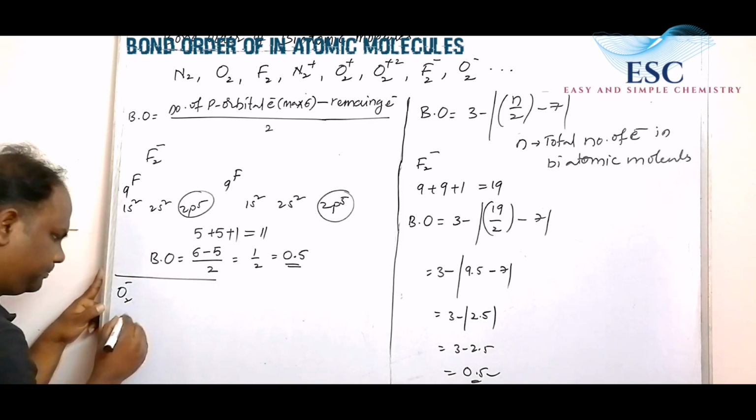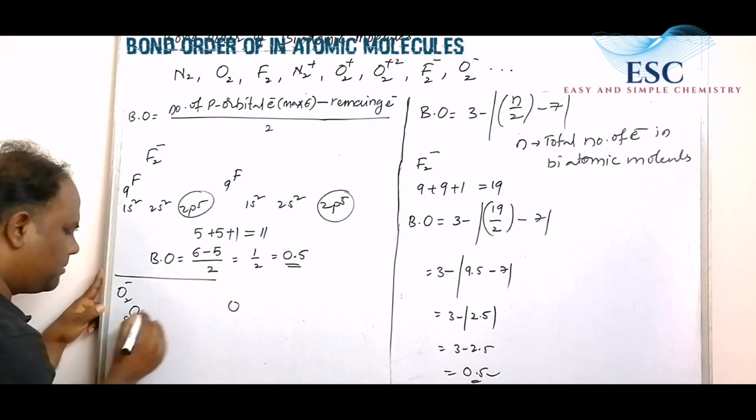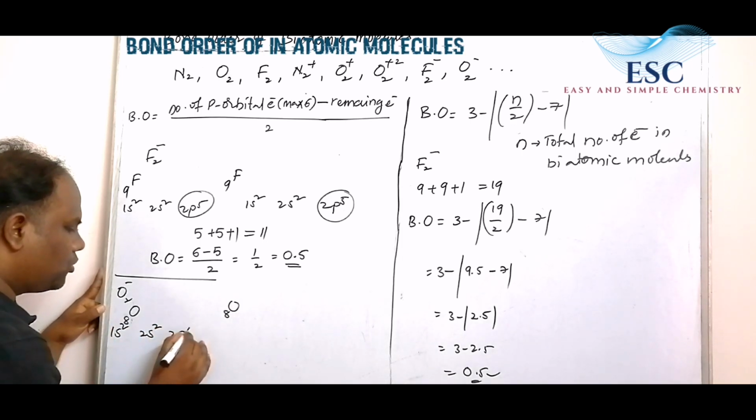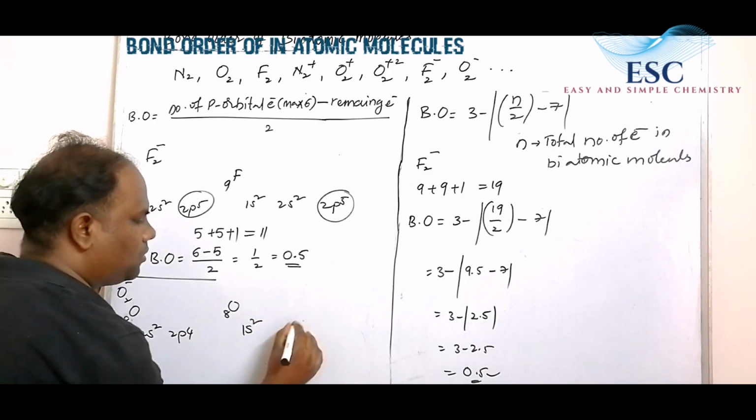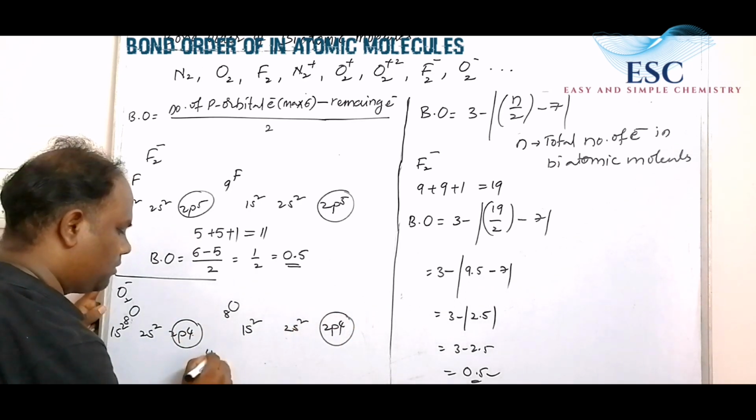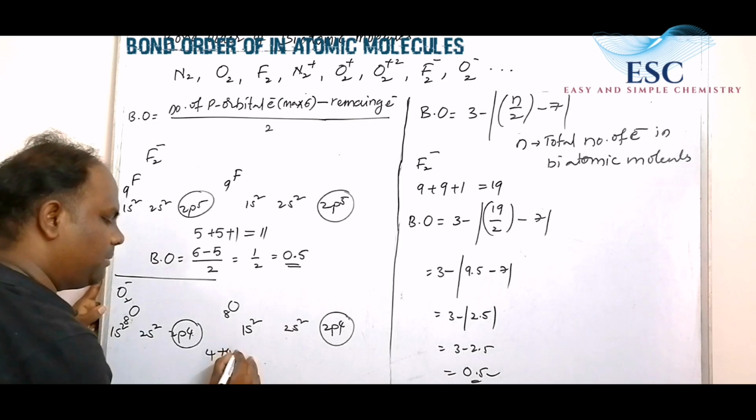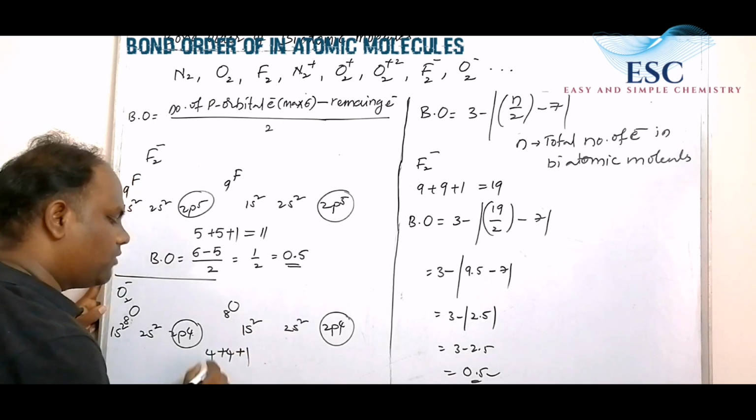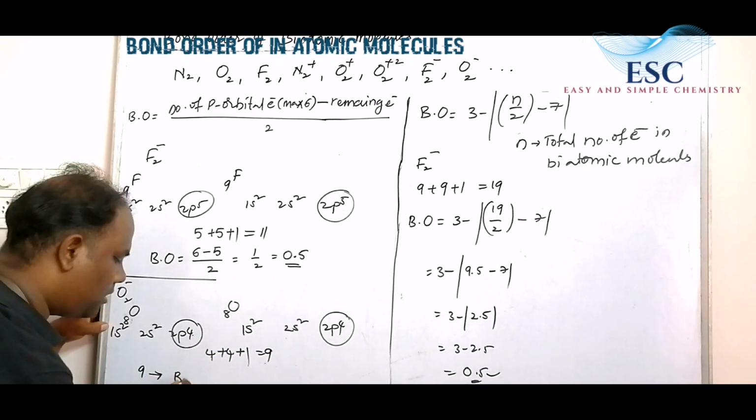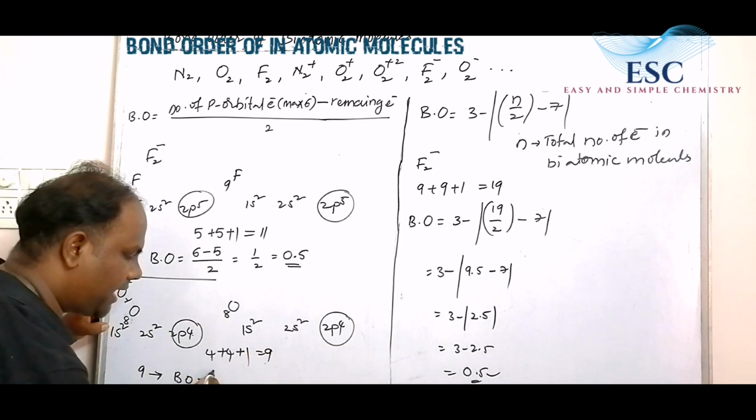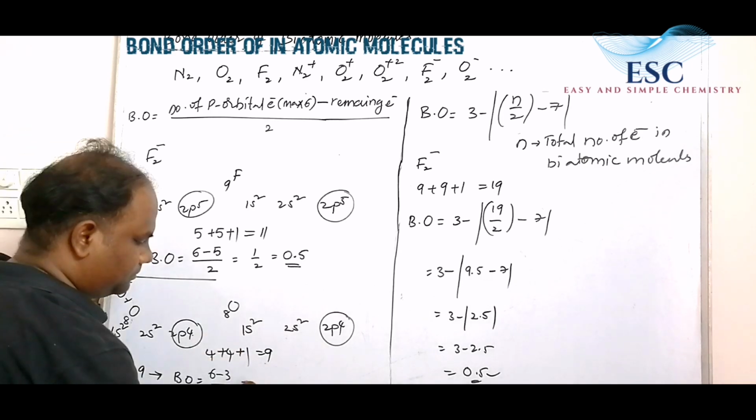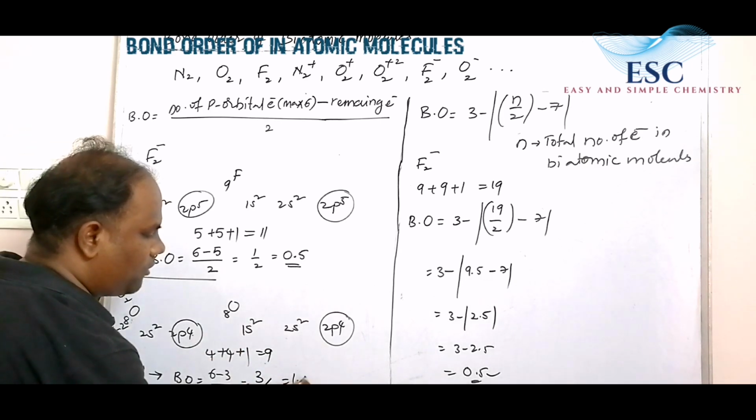O2 minus. Oxygen atomic number 8, atomic number 8. Electronic configuration 1s2, 2s2, 2p4. Here also 1s2, 2s2, 2p4. We need only p orbital electrons. 4 plus 4. Minus means it will accept 1 electron, plus 1. 4 plus 4 plus 1 is 9. How to write the 9 bond order? 6 minus 3 by 2. Not 6 plus 3, 6 minus 3 by 2. 3 by 2 is 1.5.